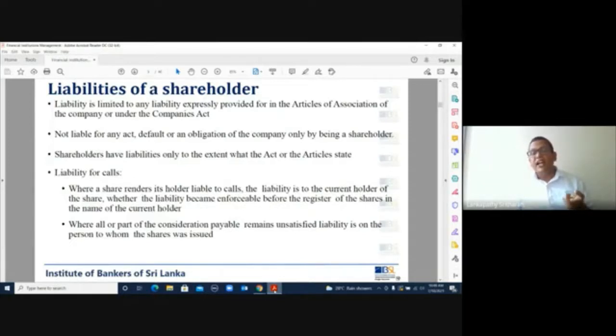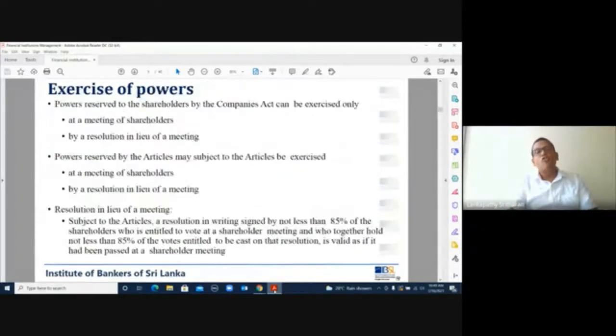The liability is to the current holder of the share, where the liability becomes enforceable before the registration of the shares in the name of the current holder, where all or part of the consideration payable remains unsatisfied. Liability is on the person to whom the shares were transferred. So it is said that when the shares have been transferred from one person to another person during the transitional period, in those circumstances, what is the liability for? So these are the main things about the liability of a shareholder.